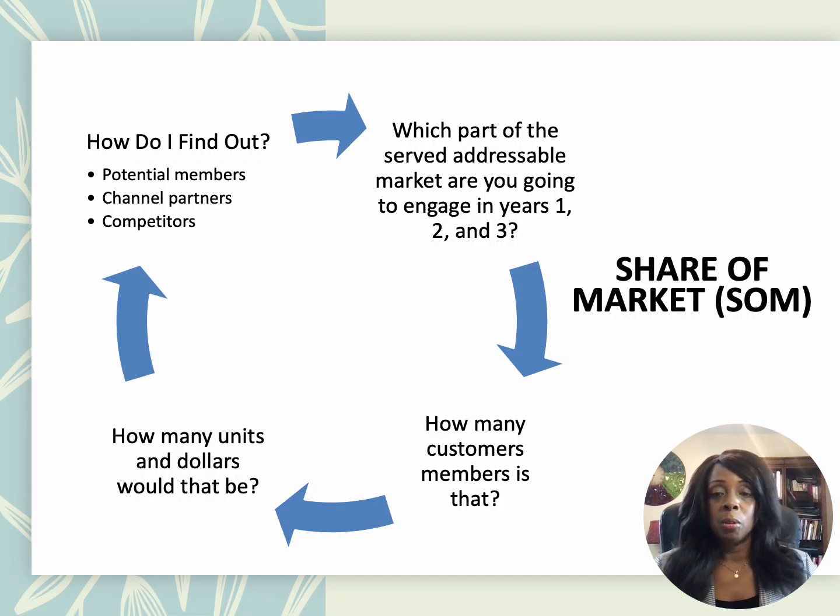And so, the share of the market, what's my share of the market? How do I find out? In terms of the share of the market, what part of the served addressable market are you going to engage? Who are you engaging? What does that look like? Is that going to be a 1 year, 2 year, 3 year plan? You have to develop that plan and develop the timeline for how often you're going to evaluate that plan. How many customer members is there, and how many units and dollars would that cost you?